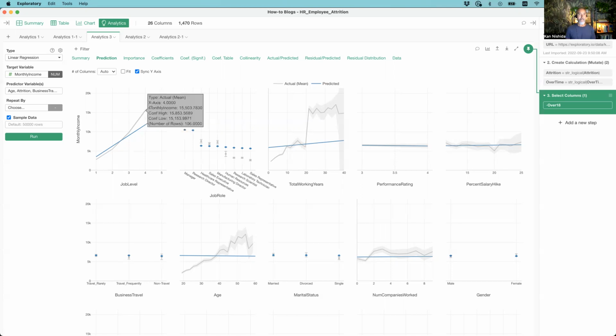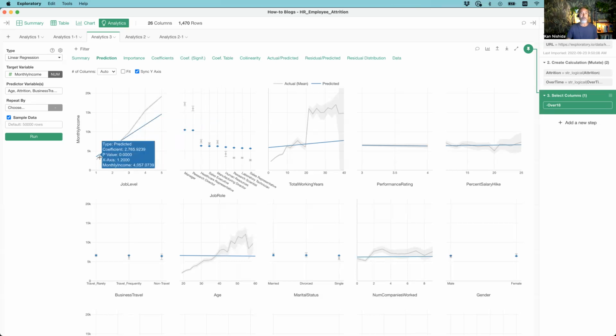And then this gray line is the actual values. So the gray line itself has nothing to do with the prediction. You can actually go to the chart to draw this gray line. What this gray line is, for each job level, is the average or mean of the salary. Okay, so it's that simple. And then you can compare the prediction and this gray line.